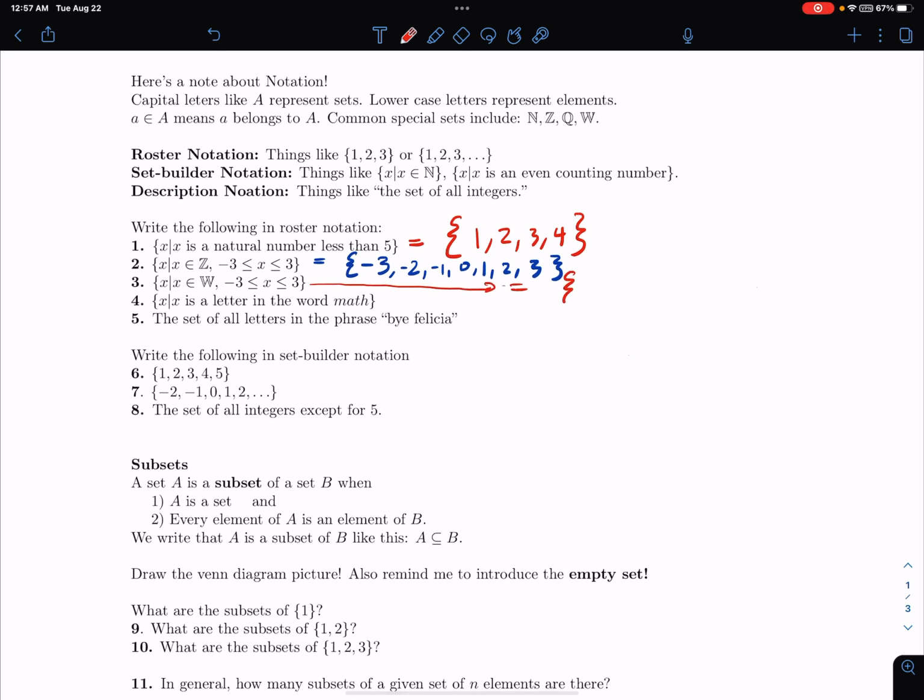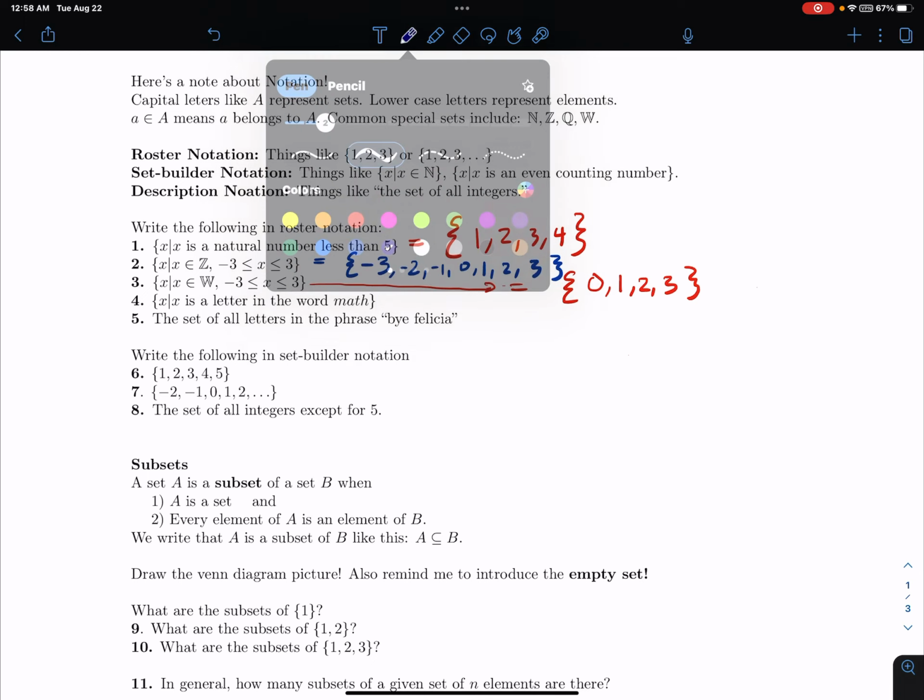What is it equal to? All x such that x is a whole number. Remember, whole numbers are counting numbers plus 0. And x is bigger than or equal to -3 and less than 3. So this part looks the same as the previous question. But because I'm only talking about whole numbers, I don't get any of the negatives. So it's going to start from 0 this time: 0, 1, 2, and 3, and that's it.